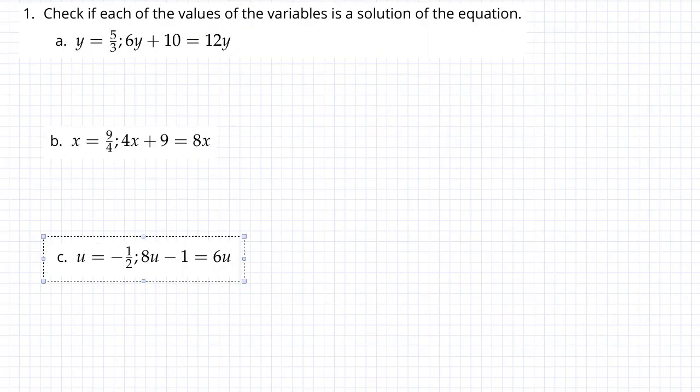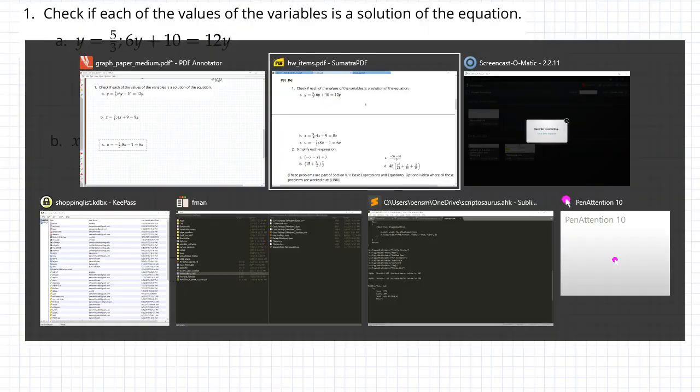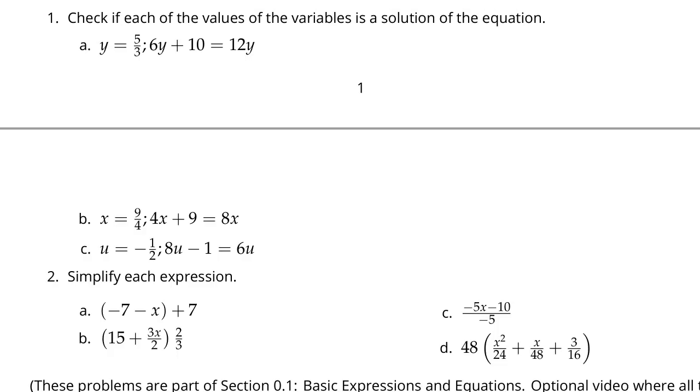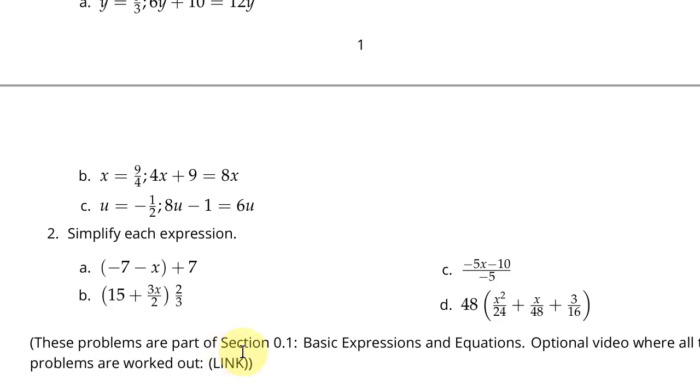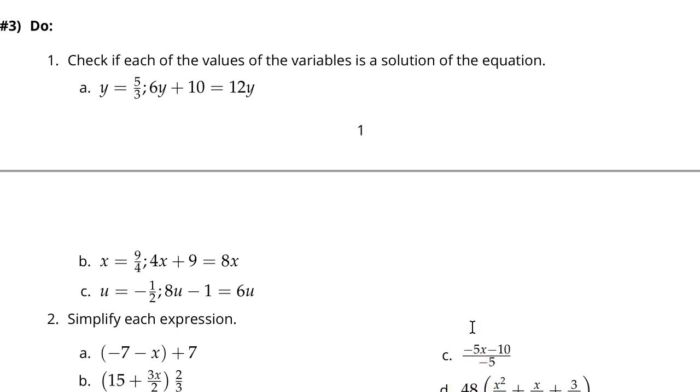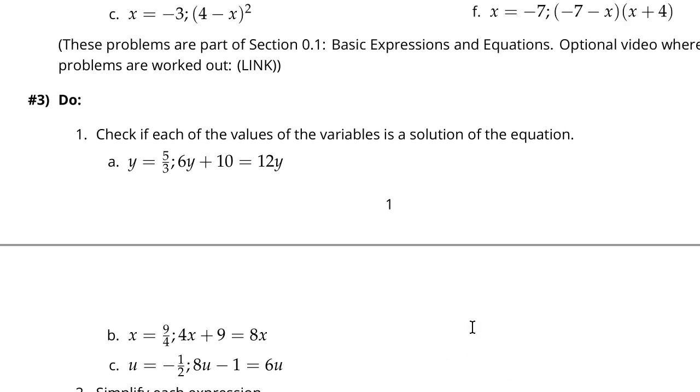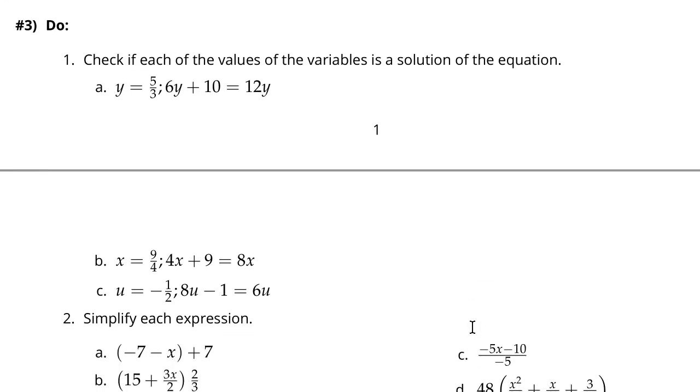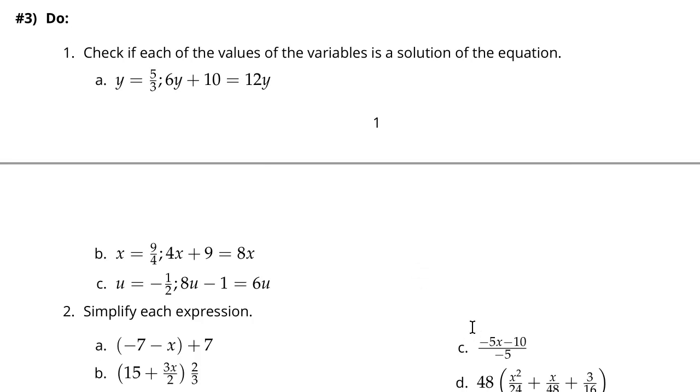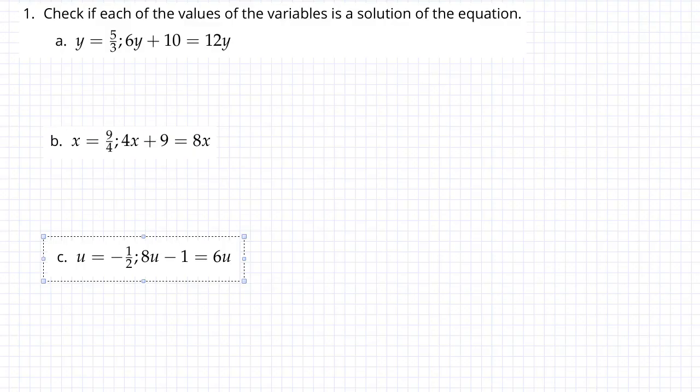Here is some from the next item. This is still part of Basic Expressions and Equations, section 0.1, but this is from item number 3. At least it's item number 3 so far, but I might change that. Maybe I shouldn't be putting that in the video forever. But anyways, what we are trying to do here is more stuff about the basic vocabulary.